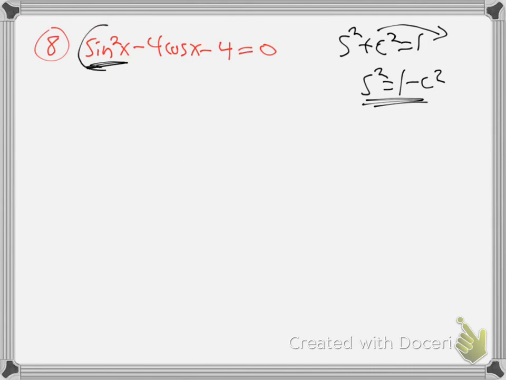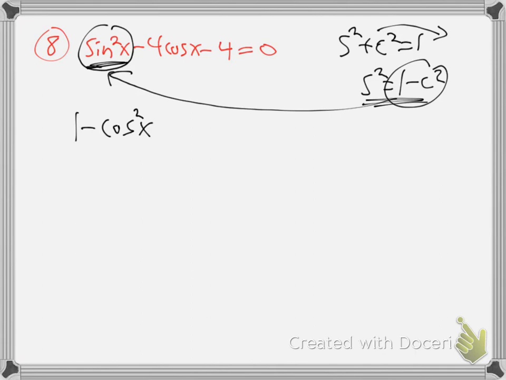So I'll come right back here, and I'm going to pop in 1 minus cosine squared of x, and then just bring down the -4 cosine, bring down the -4 equals 0. Everybody see what I did there? See how I replaced sine squared with 1 minus cosine squared? That good?